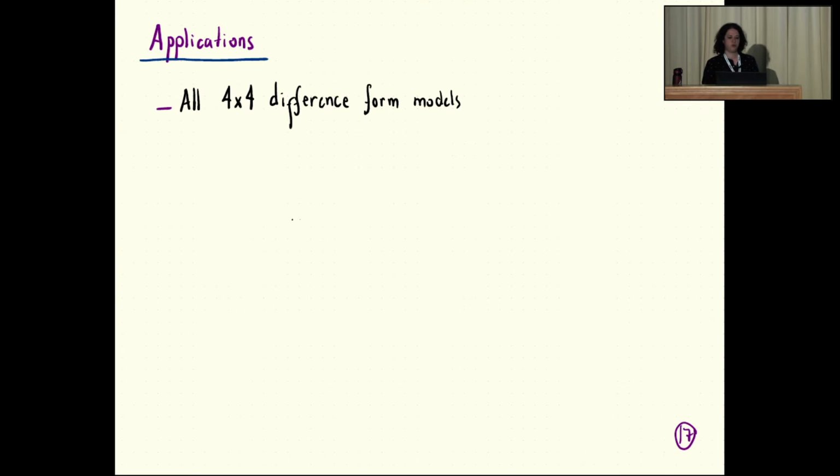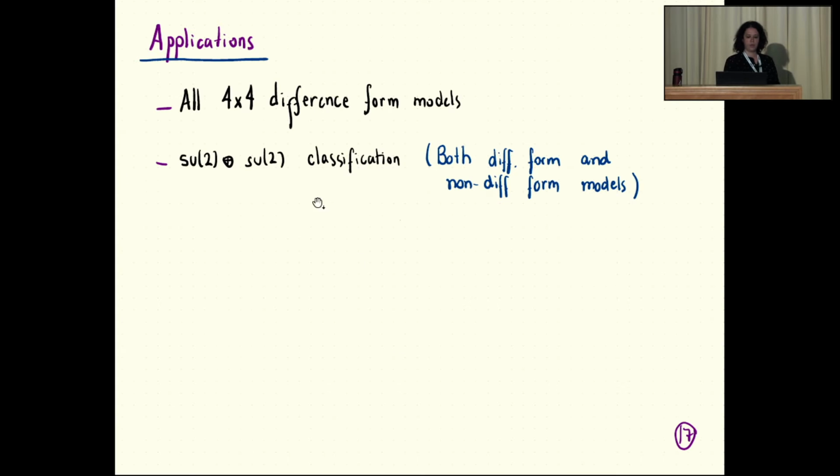So this was applied for many cases. In the original paper for difference form, Marius, Paul, and Anton, when they did the first paper, they applied it and they found all 4x4 difference form models. They managed to classify all of them. And then we classified these SU2 plus SU2 R matrices for both difference and non-difference form. And for this case, you find several new non-difference form models, and all the ones that were known.